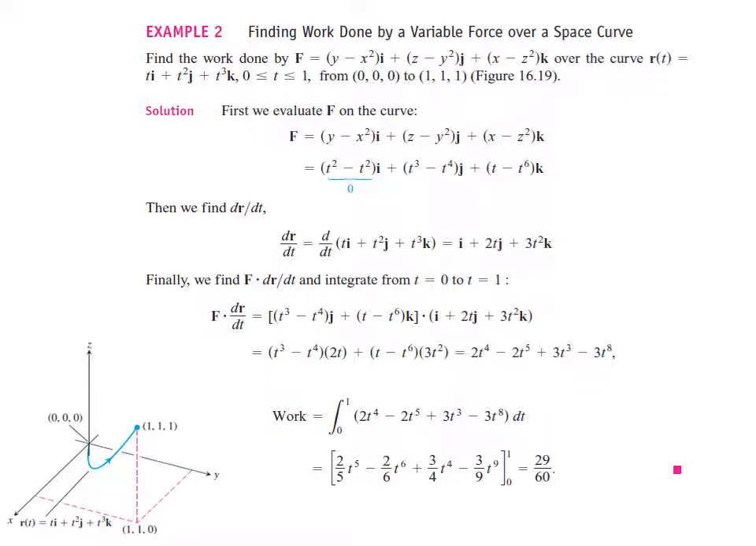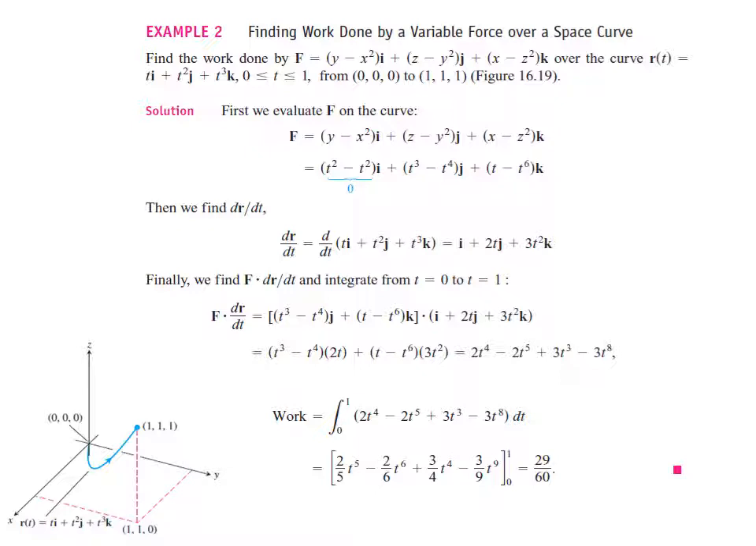The i component is 0, so the i component becomes 0 here. Then let us multiply the j components: t cube minus t to the power of 4 into 2t. Then let us multiply the k components: t minus t power 6 multiplied with 3t square. So we get 2 into t to the power of 4 minus 2 into t to the power of 5 plus 3 into t cube minus 3 into t to the power of 8.